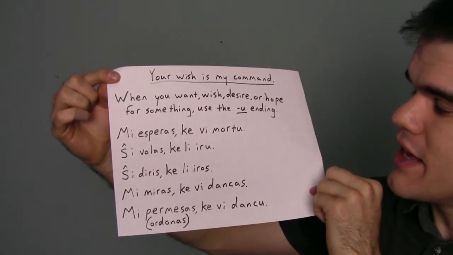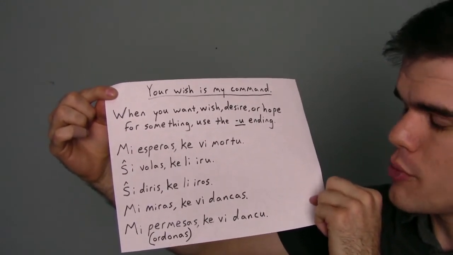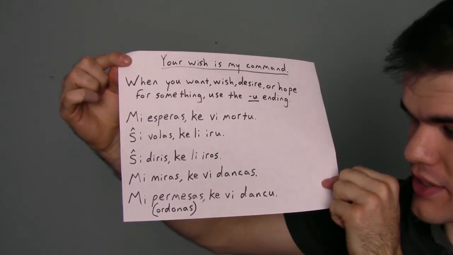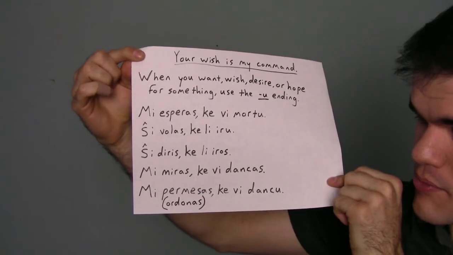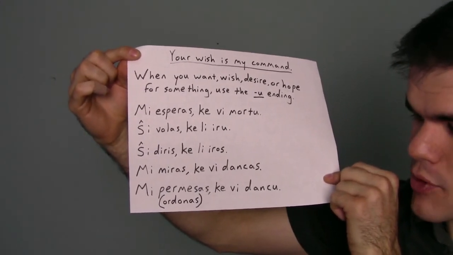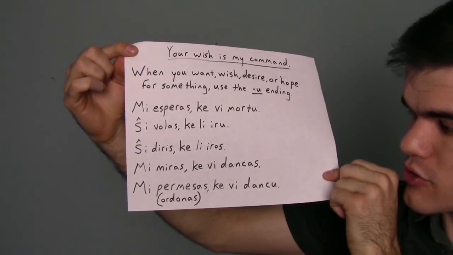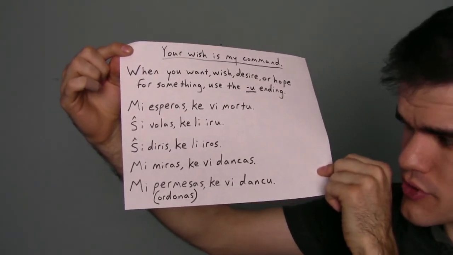Now, I said above that when you want, wish, desire, or hope, but I should also say that if you permit or you command or order something, then you also use the you ending. So, mi permessas ke vi dansu. I permit you to dance. Or mi ordonas ke vi dansu, I order that you dance. So you can also use it for those cases too.